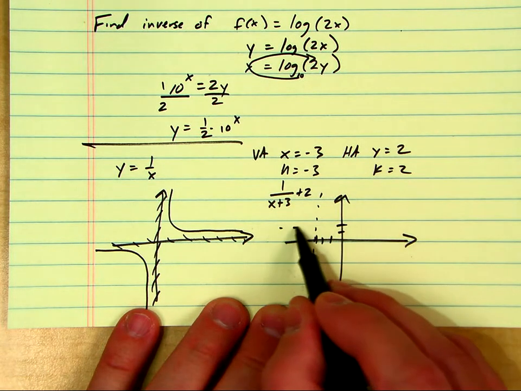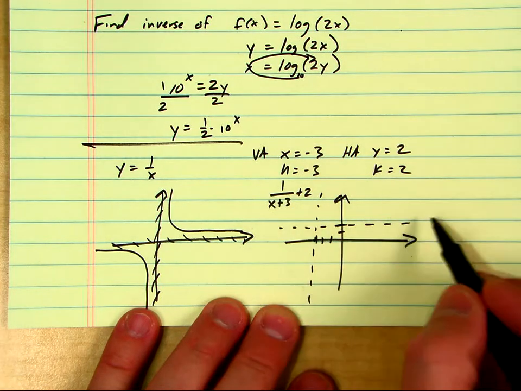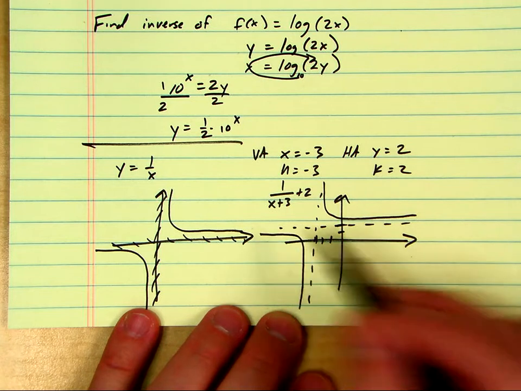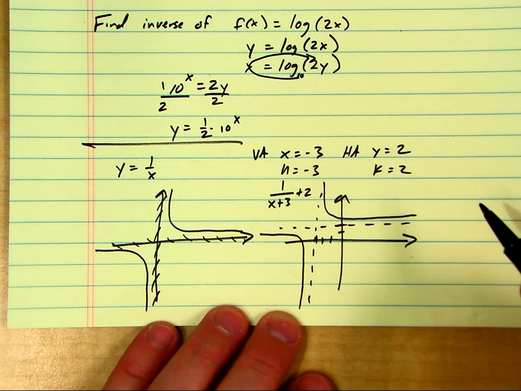I wrote that in a poor spot. There's my horizontal asymptote. A is positive, so I know this branch looks like this. And that's how you graph a quick sketch of a transformation of a rational function. All right, that's it.